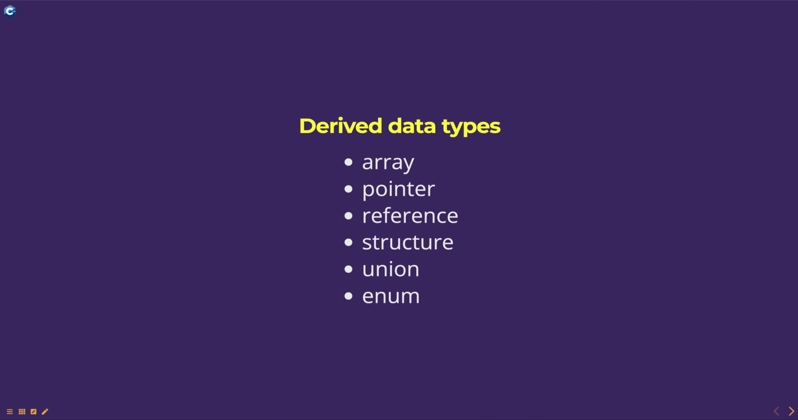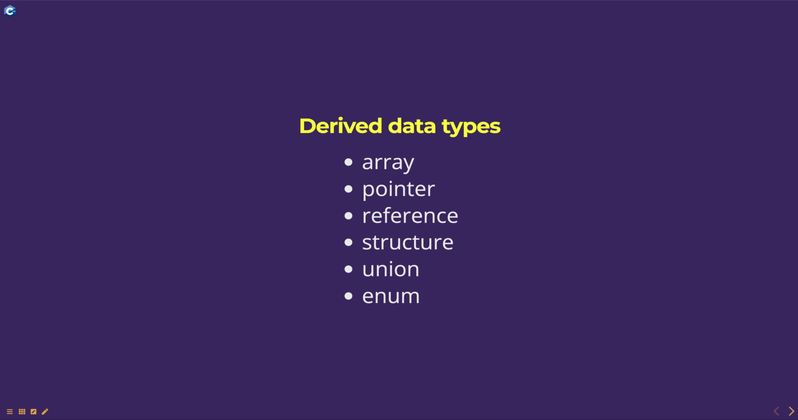Derived data types. An array is a collection of variables of the same type stored in continuous memory locations. A pointer is a variable that stores the memory address of another variable. Reference. A reference is an alias for an existing variable.